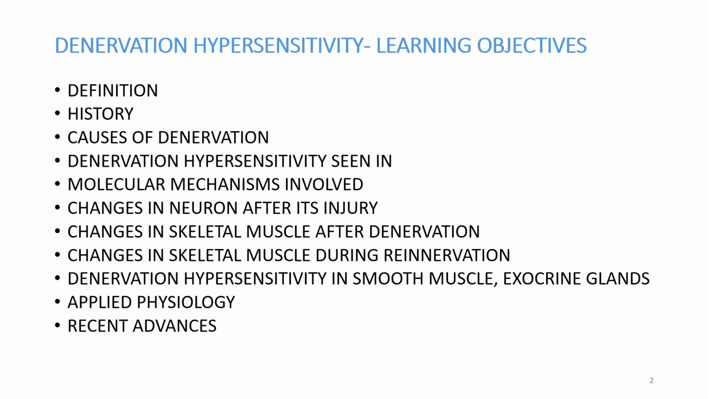definition, history, causes of denervation, denervation hypersensitivity seen in which tissues, molecular mechanisms involved, changes in the neuron after its injury, and changes occurring in the skeletal muscle after denervation and after reinnervation. And denervation hypersensitivity in smooth muscle and exocrine glands. And applied physiology and recent advances we will see.